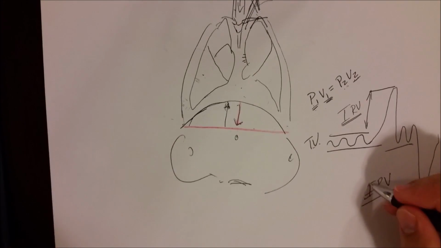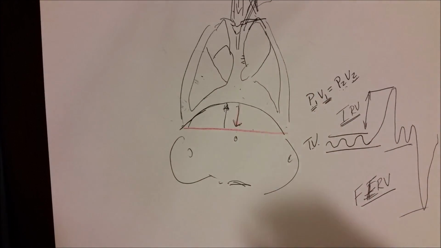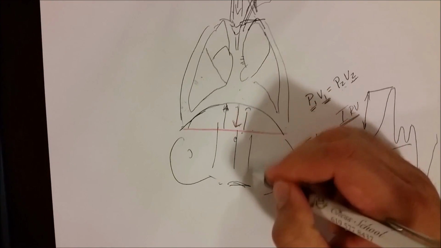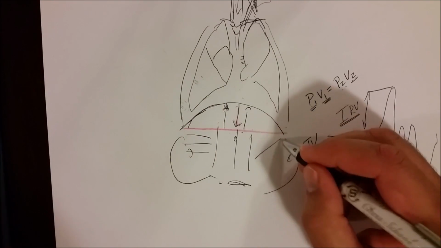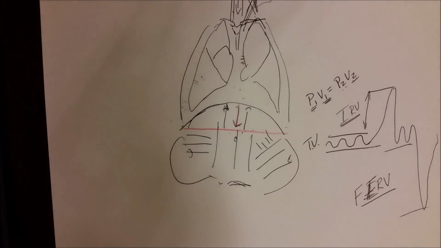Now, if you want to expire more, use your forced expiratory reserve volume. What you need to do is push the diaphragm up quicker. The way you do that is with your rectus abdominis, transverse abdominis, and your external and internal obliques. And so those are your muscles of forced expiration.